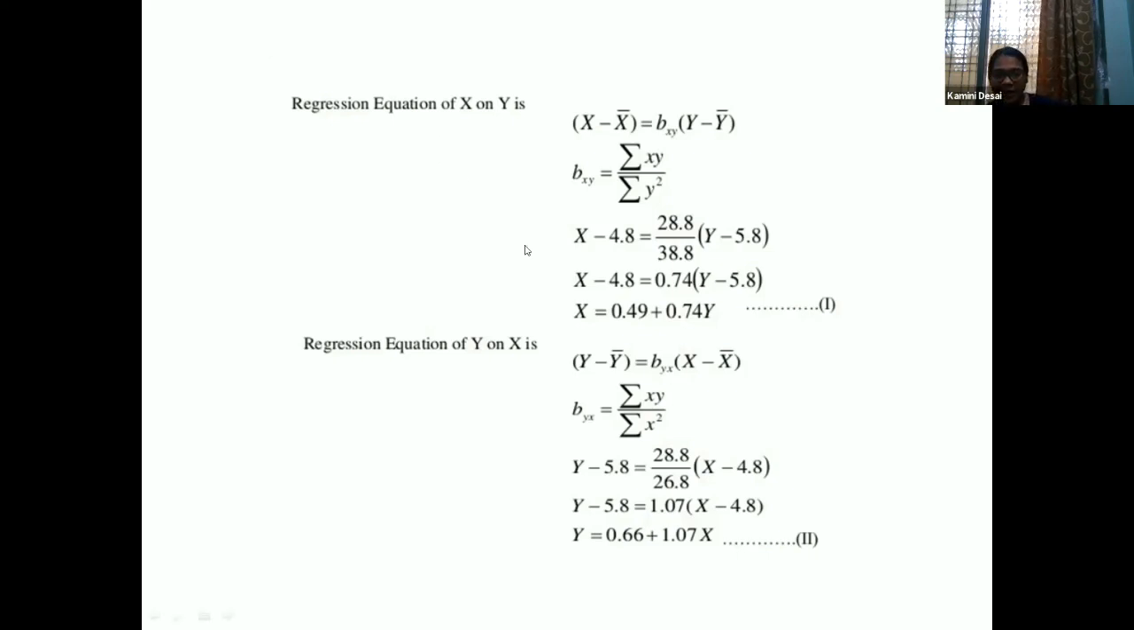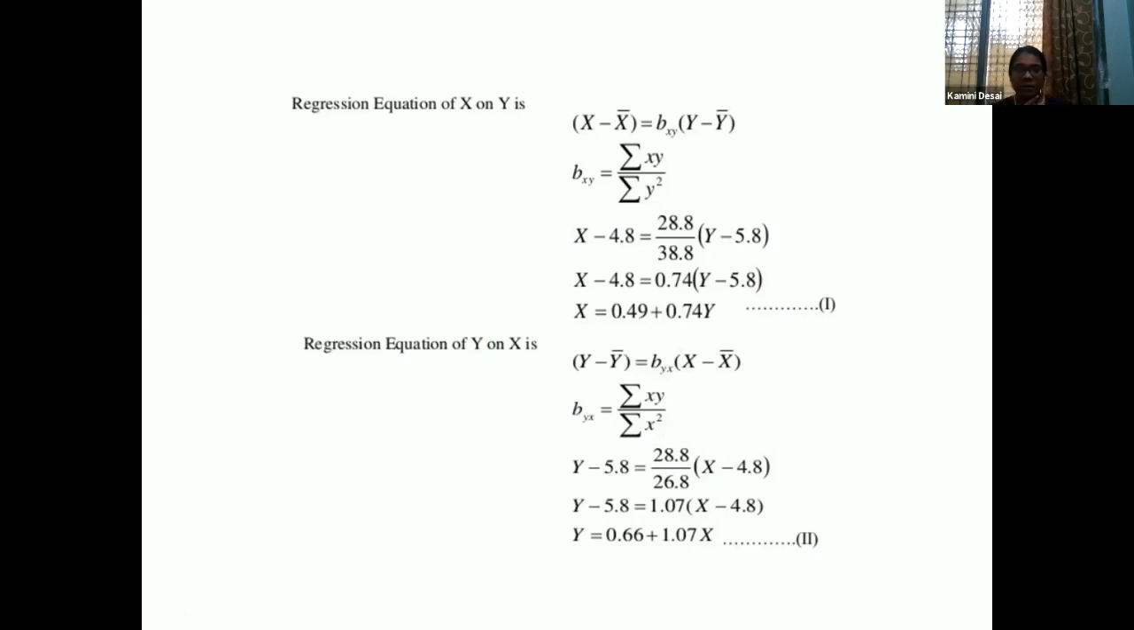That line is x is equal to 0.49 plus 0.74 times (y minus 5.8). You have to solve this bracket. 0.74 into y minus 5.8 will be 0 point something, and here it is minus 4.8. If you move it to the right side, it will be plus. So this is x is equal to 0.49 plus 0.74y.